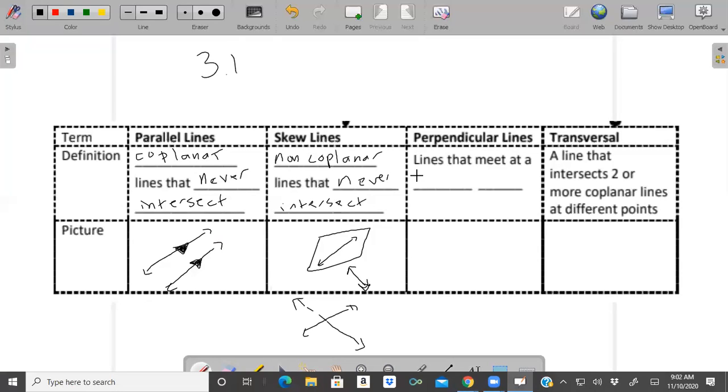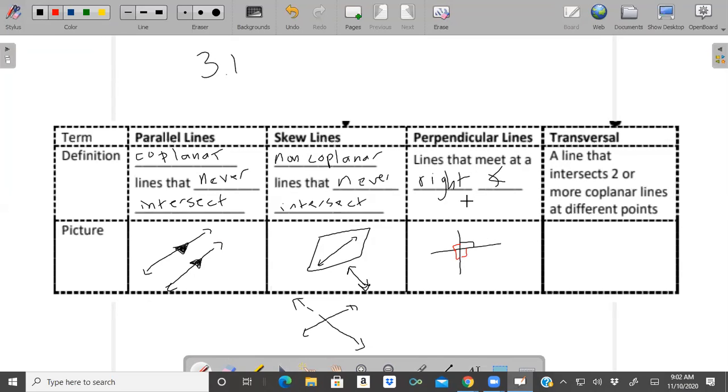Perpendicular lines is something that we've talked about quite a few times, but perpendicular lines are lines that meet at a right angle. So they look like this, they cross like this, and then they have a right angle here. Now that means that every single one of these angles is a right angle. You don't have to mark that, but every single one of these would end up being a right angle. Those are all 90 degrees, every one of them.